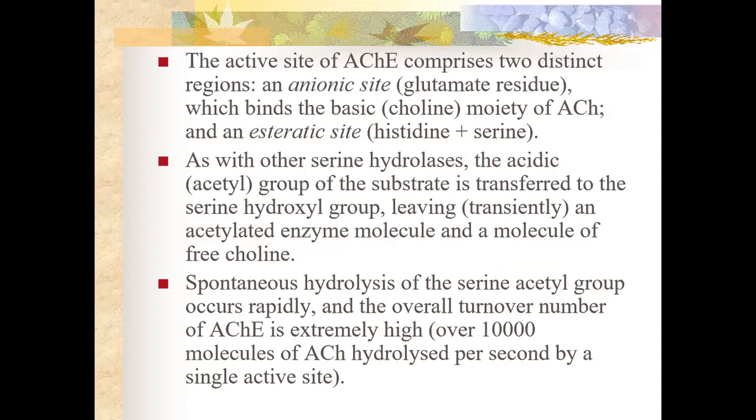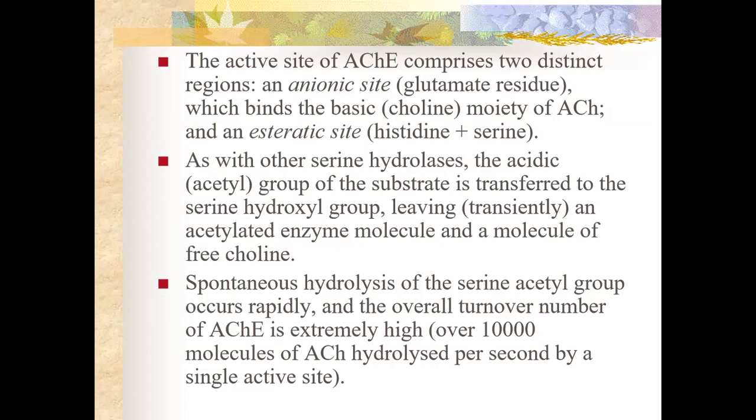The active site of acetylcholinesterase comprises two distinct regions. One is the anionic site, which contains the glutamate residue, which binds to the basic choline moiety of acetylcholine. The other is the esteratic site, which contains the histidine plus serine moiety. So acetylcholinesterase comprises two distinct regions: the anionic site with the glutamate residue binding the basic choline moiety of acetylcholine, and the esteratic site with histidine plus serine.